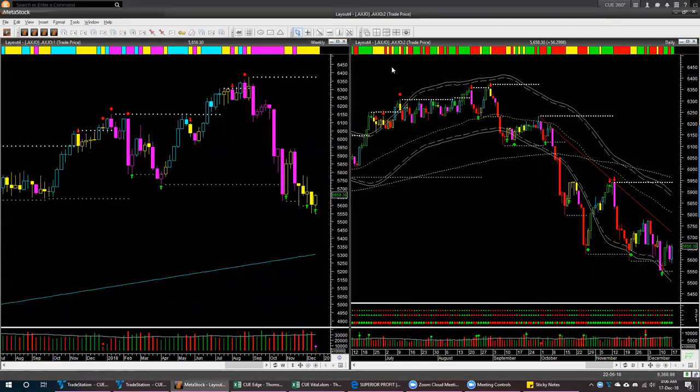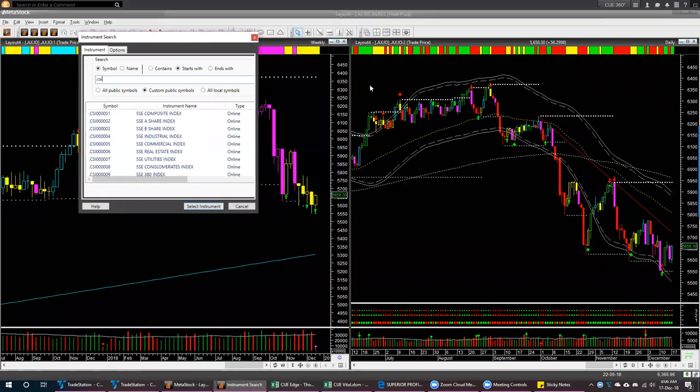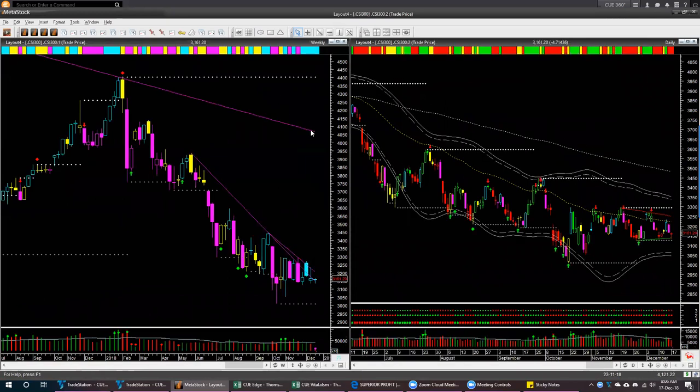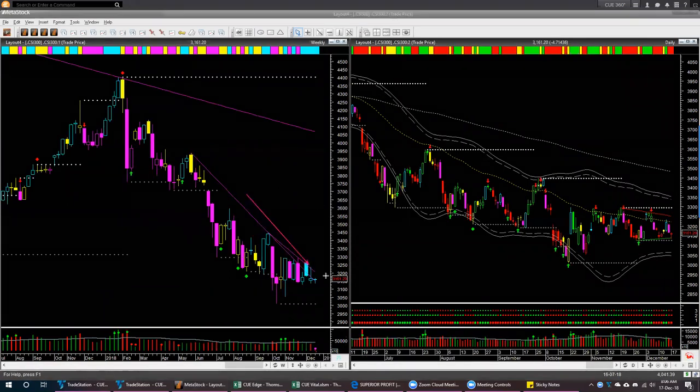What about the China market? CSI 300. Weekly is in downtrend, though the candle color has turned bullish. We may look for buying opportunities only after these memory resistance lines are broken. In the daily, it is inside a triangle pattern. Before buying, we will wait for the triangle pattern to be broken.